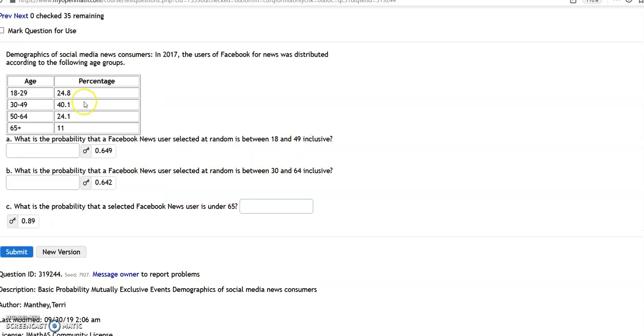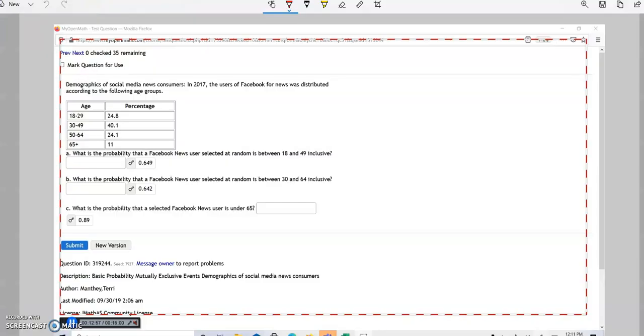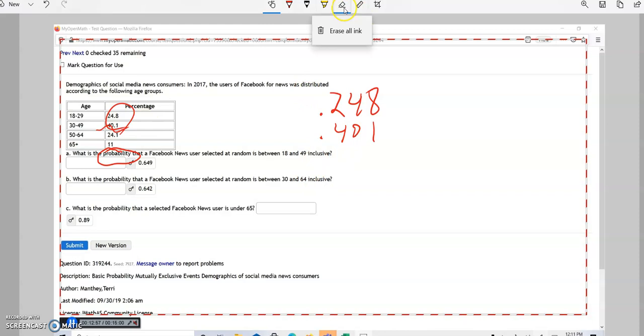This one's pretty simple. These are percentages, so what you have to do is convert them to a decimal. So this would be between 18 and 49, would be the addition of these two right here, and that would be 0.248 plus 0.401. When they ask for a probability, they want it as a decimal, okay? Unless they tell you they want it as a percentage, okay? So you got to be careful there. That's kind of a trick question. But if you pay attention, you won't get burned.